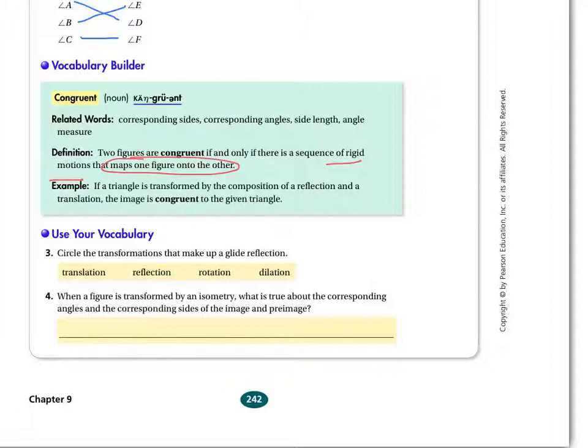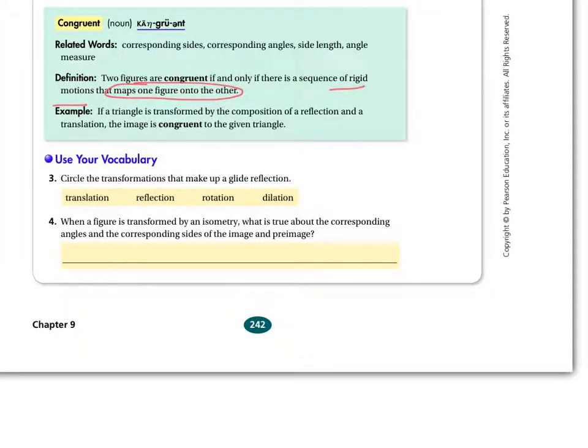And we studied isometry, which is one or more rigid motions. And so that's any combination of the translations, rotations, reflections, and then of course the glide reflection is already a combination in itself. So circle the number 3, circle the transformations that make up a glide reflection. What makes it up? What's the glide part? Translation. Obviously the reflection is a reflection.